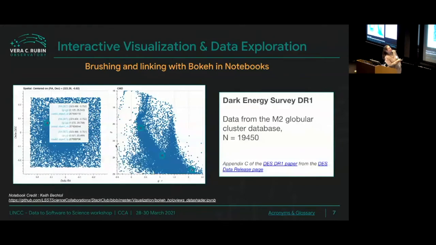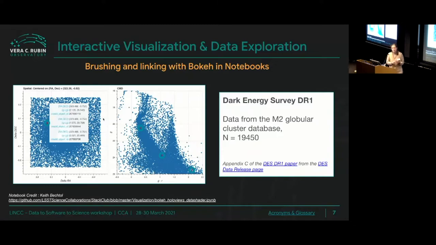Here's an example of an interactive visualization using the notebook aspect. This was provided by Keith Bechtel. A query has been executed centered on a position in the sky. The data is returned. This is using the Dark Energy Survey's DR1 data set. You can find the link, the reference to the exact data set if you want to reproduce it here. It shows you an example of advanced visualization you can do with these notebooks.